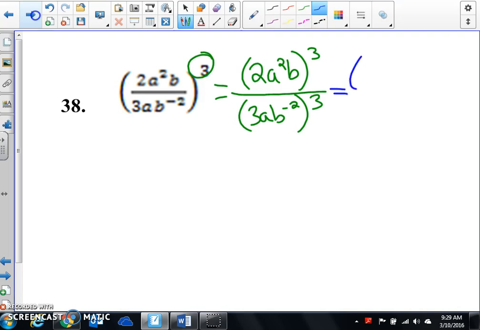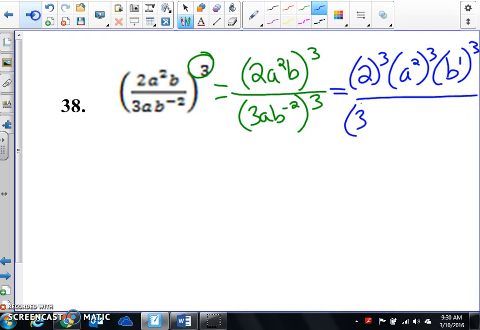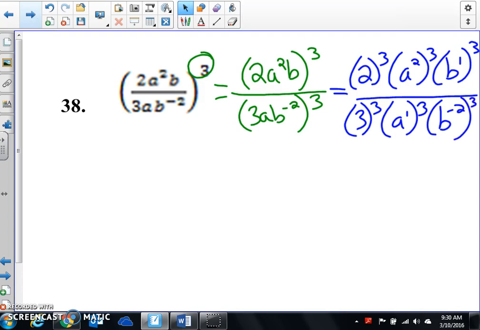So this is 2 to the third, a squared to the third, b to the first to the third, over 3 to the third, a to the first to the third, b to the negative second to the third.